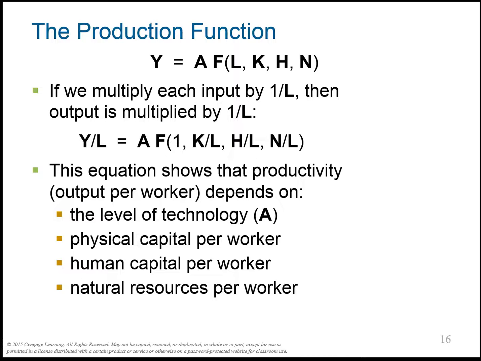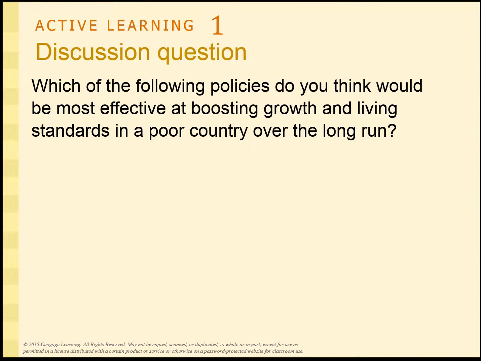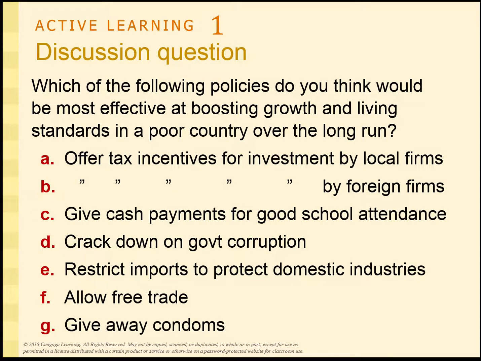If I want to create a policy that improves productivity, and why do I want to do that? Because that is the number one way to increase living standards. I have to focus on K over L, H over L, and N over L. Okay, does that make sense? Let's talk about this in actual policies. I want you to take a second, pause this, and think about which of these might be the best way to boost growth and living standards, and then I will go over them.